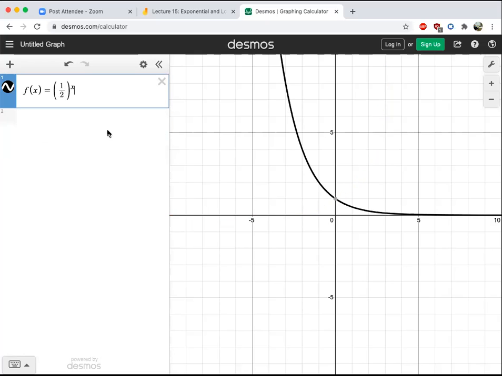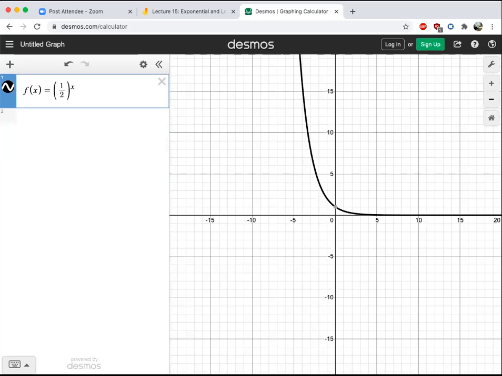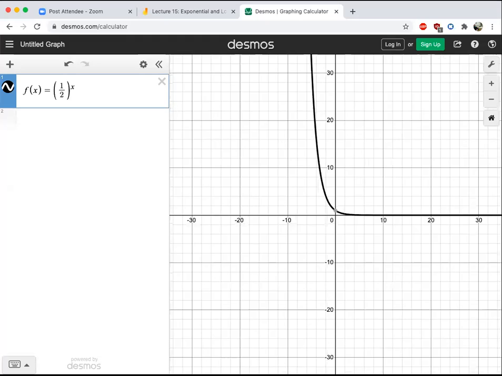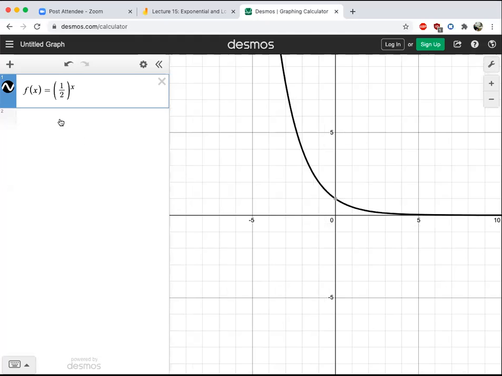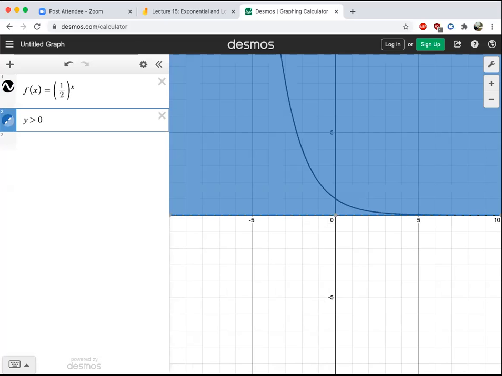Okay, but just looking at this function, the domain is all real numbers because as you zoom out, every single x value is going to be represented here, even the really negative numbers. So every x value is going to have a y value. But what is the range? What y values does this function take up? Y is greater than 0, right? And if I was to graph y is greater than 0, it would be every single ordered pair that's above the x-axis. So that's what this function takes up as its y values. Okay.